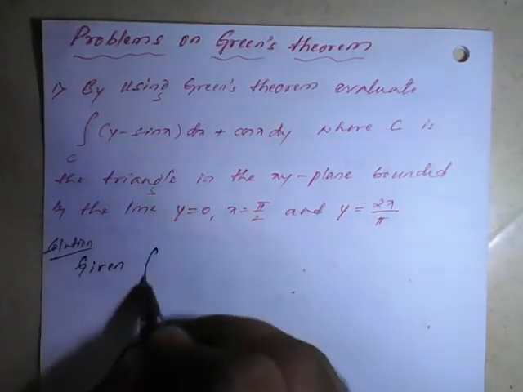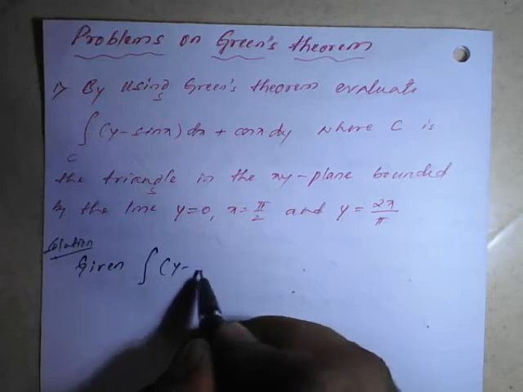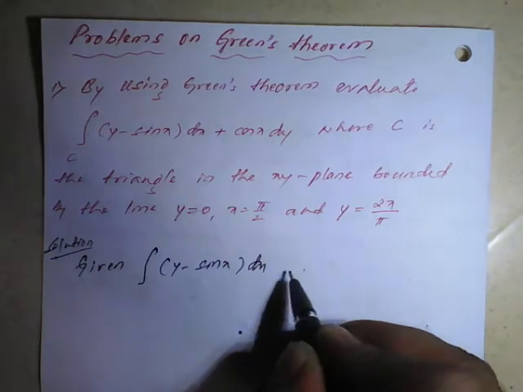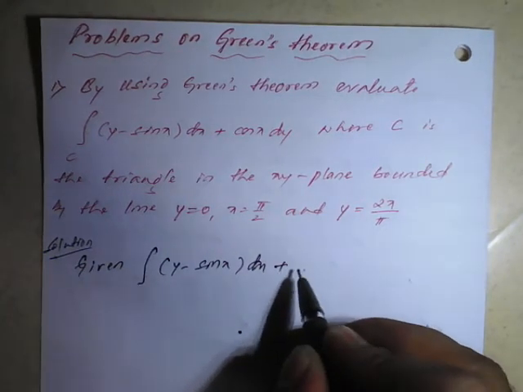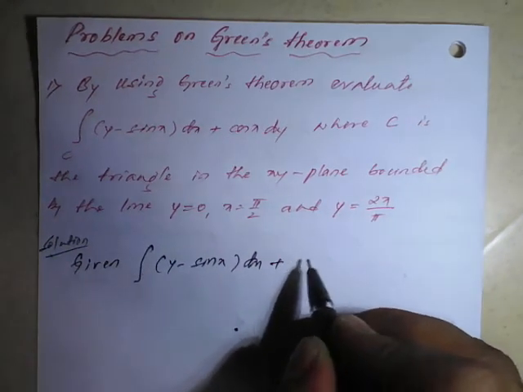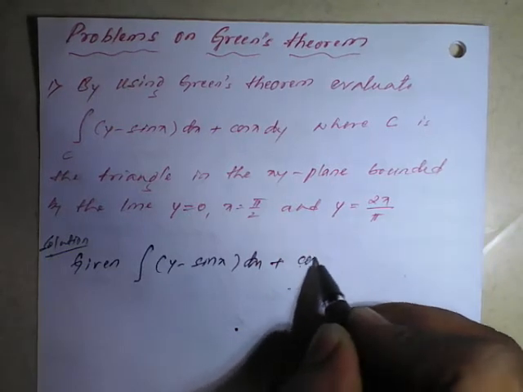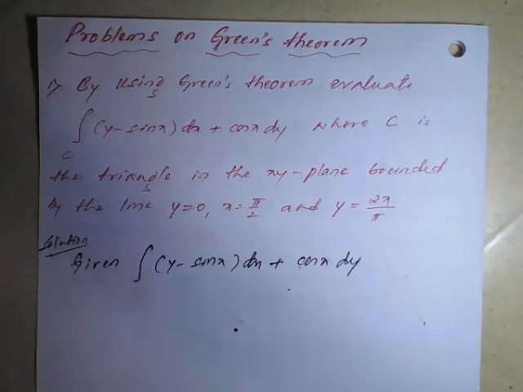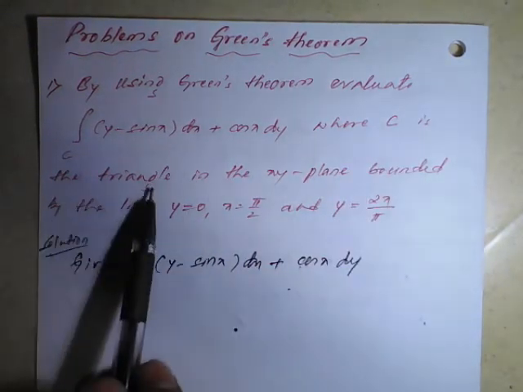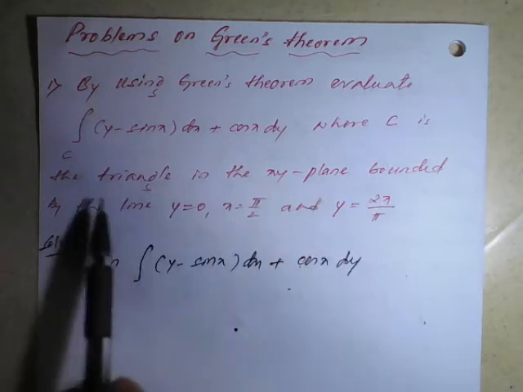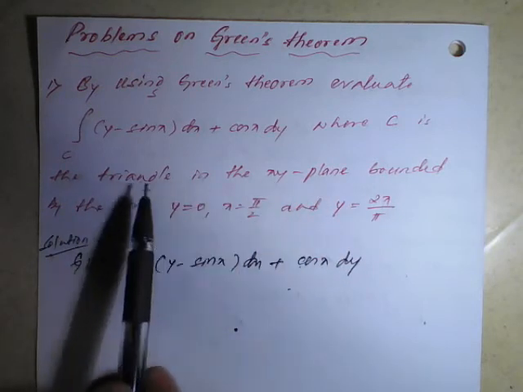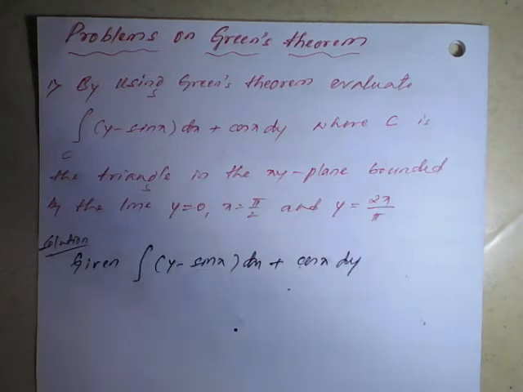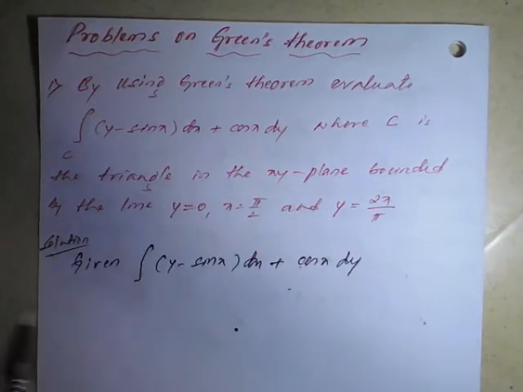Given things are integration of y minus sin x of dx plus cos x into dy. This is one thing given, and they have given that C is the triangle in the xy plane. This means we have to prepare a diagram for this. So C is a triangle in the xy plane bounded by the lines. This we'll see later now.